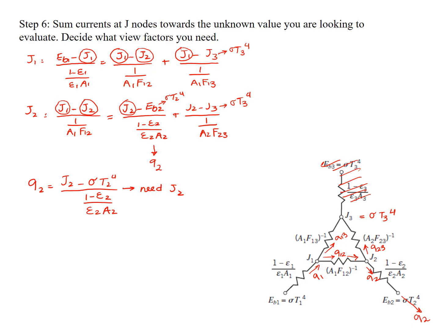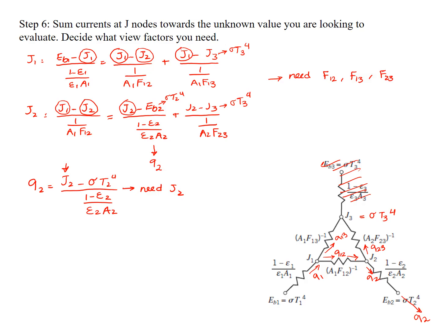So I'm going to plan the solution here. I need to calculate the view factors F12, F13, and F23. If I'm able to get these view factors, then the only unknowns that I'll have in these two equations will be my J1 and J2. Then I will have two equations and two unknowns, one of which is my J2, which I'll be able to use in here so that I can calculate my Q2.